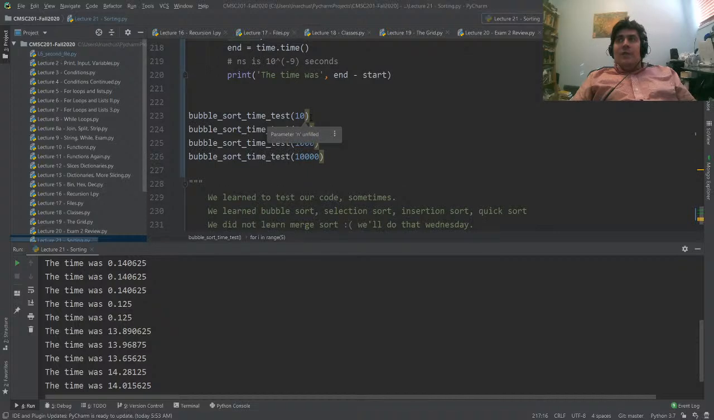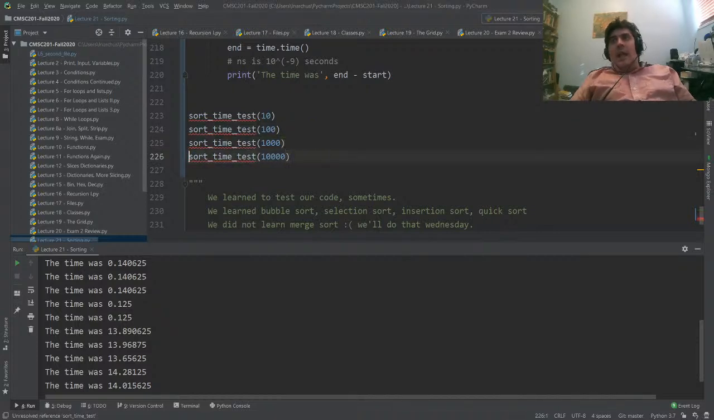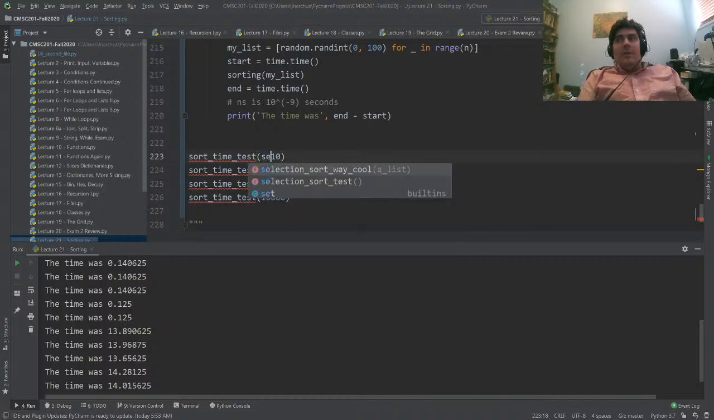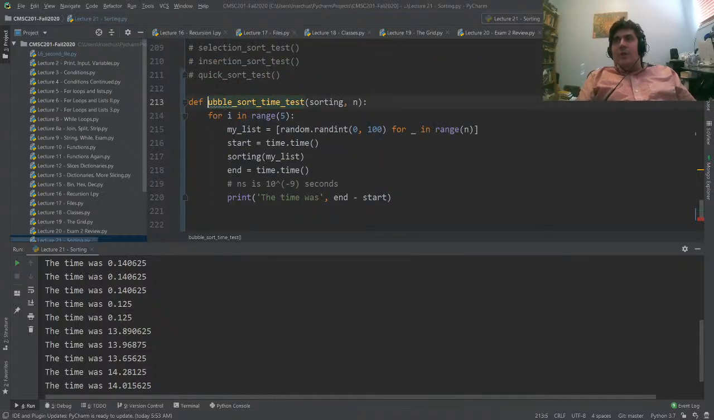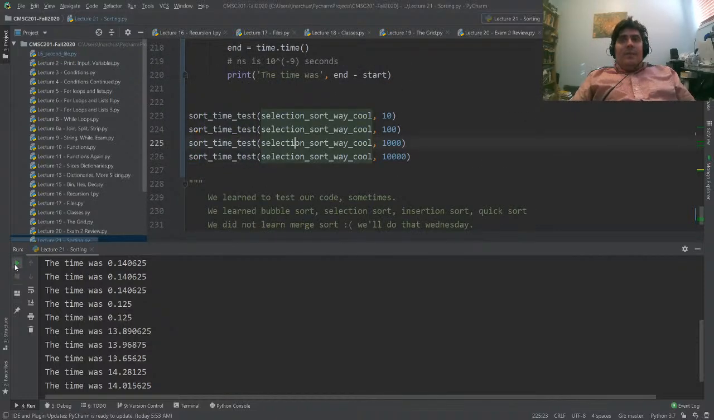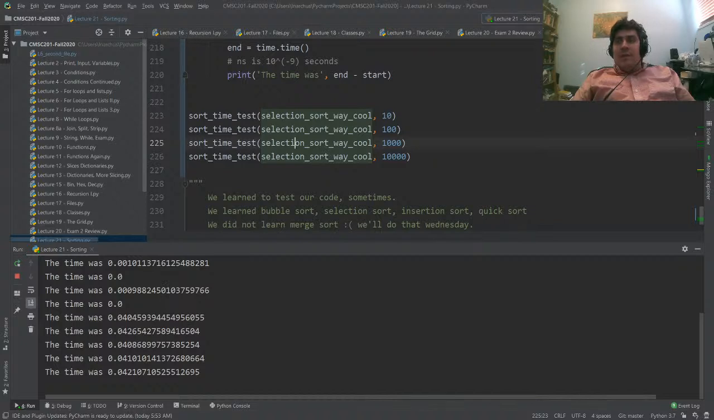All right, so let's do this now, and we can call this sort time test instead of bubble sort time test. And we can plug in selection sort. Selection sort, way cool. Oops. It still doesn't like it because I think I need to change this to now sort time test. There we go. So now let's run this one. Let's see what pops out.